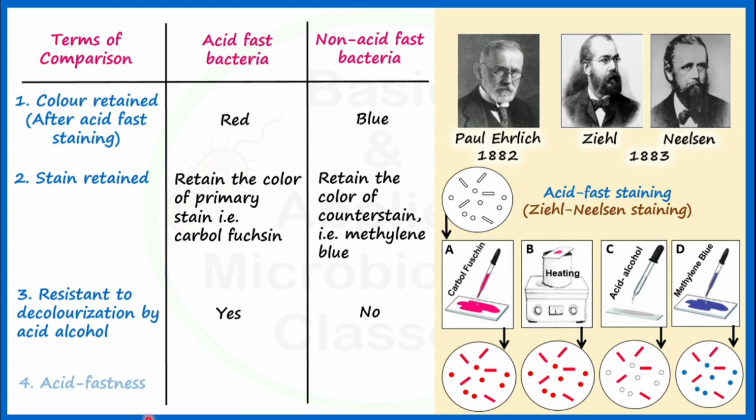Let's see the fourth point of difference, acid fastness. As its name indicates, acid fast bacteria show the property of acid fastness, and non-acid fast bacteria lack the property of acid fastness. Now acid fastness, this we describe in terms of point number 3, means the bacteria which are resistant to decolorization by acid alcohol are acid fast, and which are not resistant to decolorization lack acid fastness.